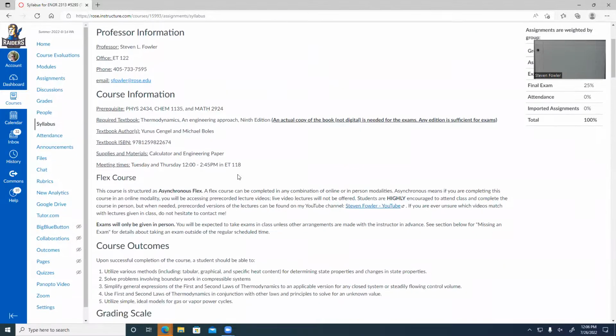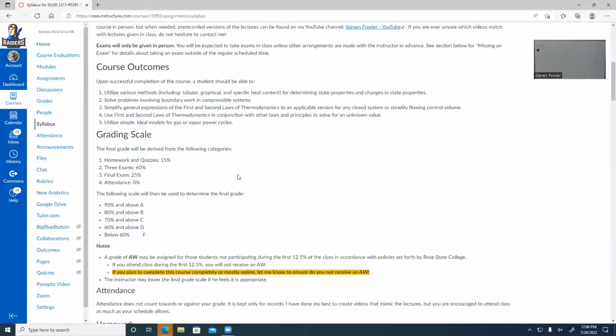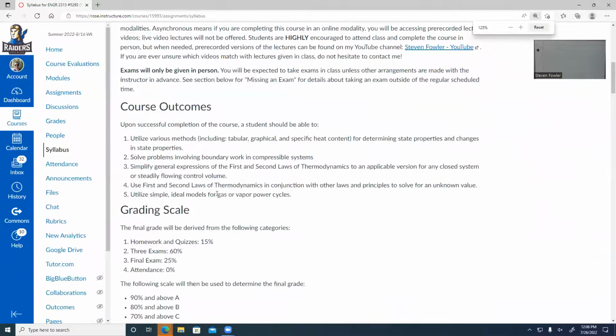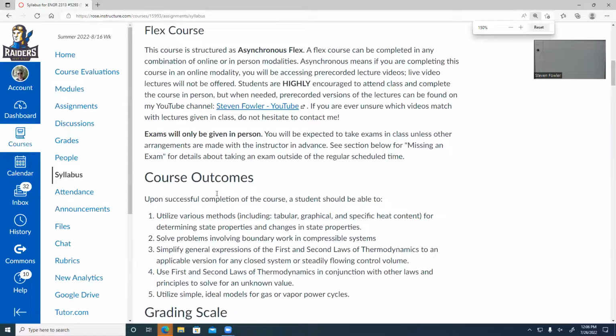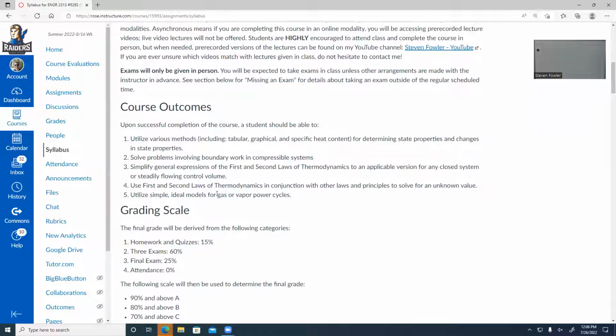Now, let's try and talk about course outcomes. Right, so this is a comprehensive final. Anytime you have a comprehensive final, what I find is if the syllabus is well written, these course outcomes are incredibly important. Just as a student, these are one of your best tools to go through and study.